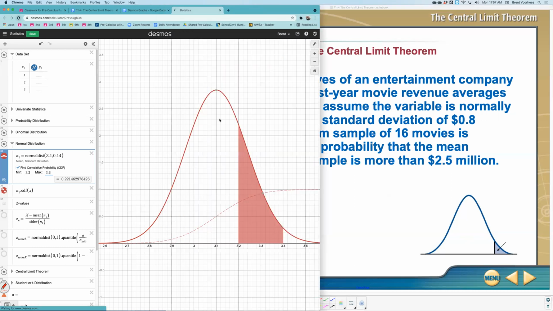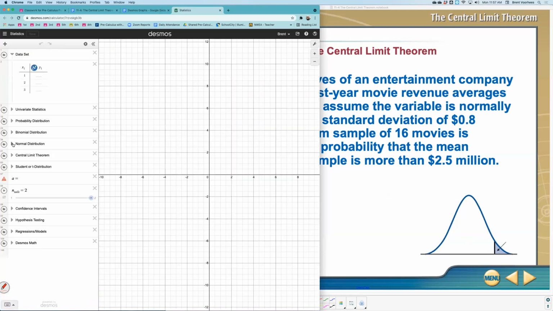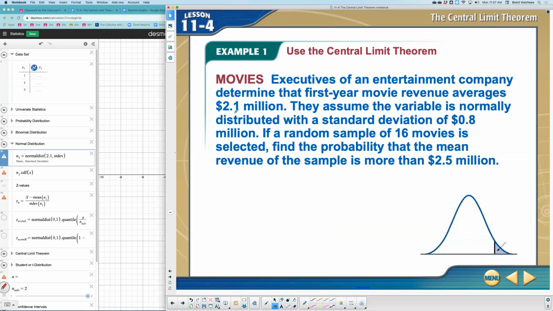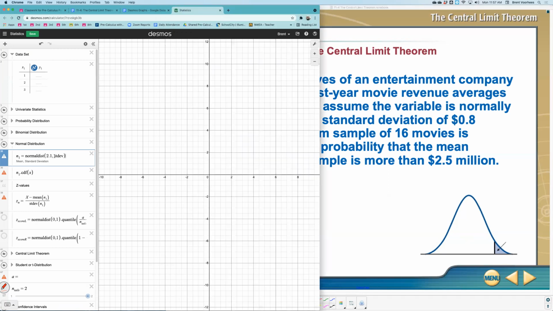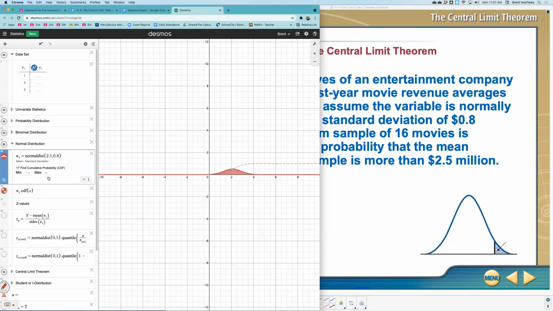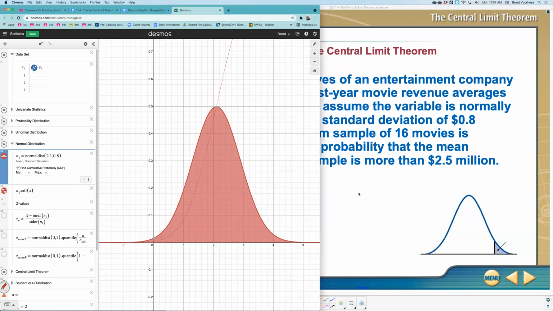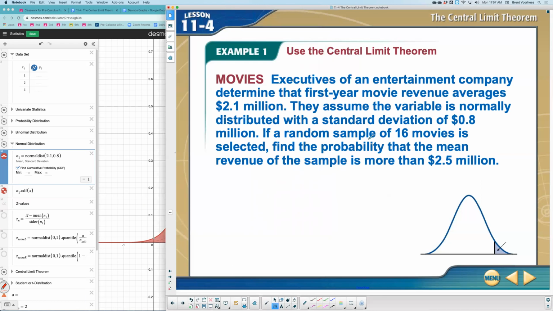I'm going to refresh this just to get rid of some stuff. And let me go back over here. So looking at the normal distribution here, we're assuming that $2.1 million is our mean, and we assume it has a standard deviation of 0.8 million. So here's our PDF, or probability distribution function. And it says if a random sample of 16 movies is selected, find the probability that the mean of the revenue sample is more than 2.5 million.